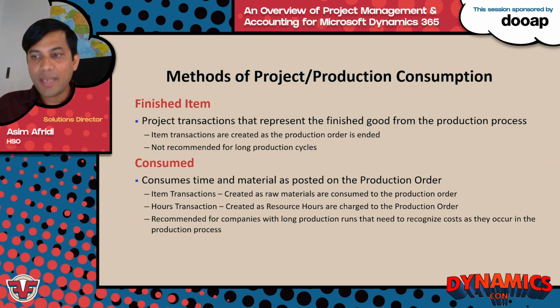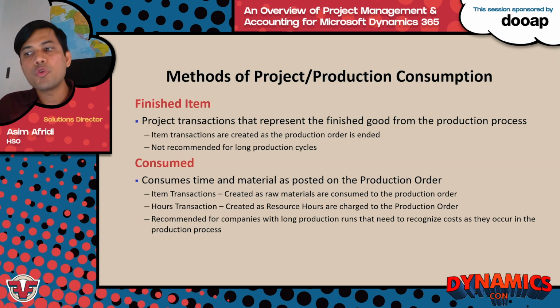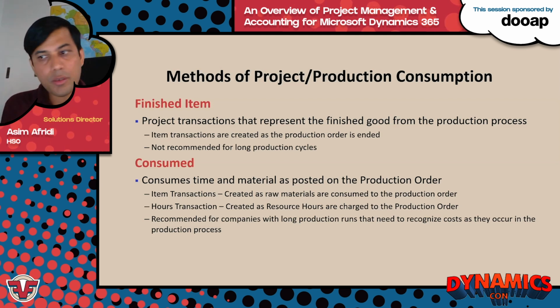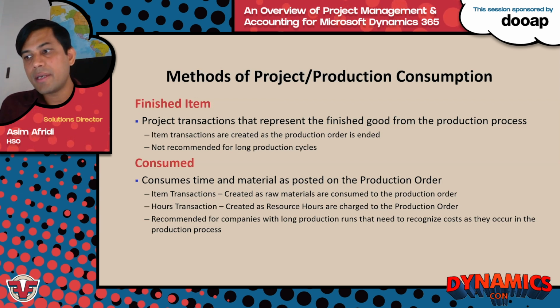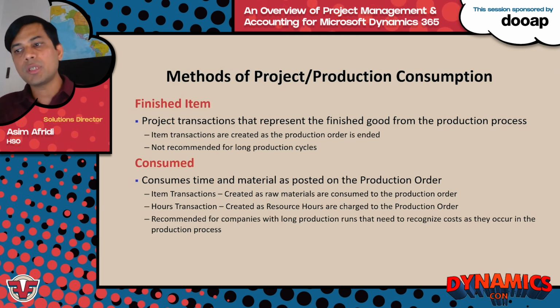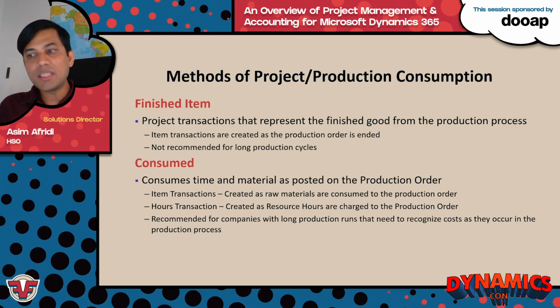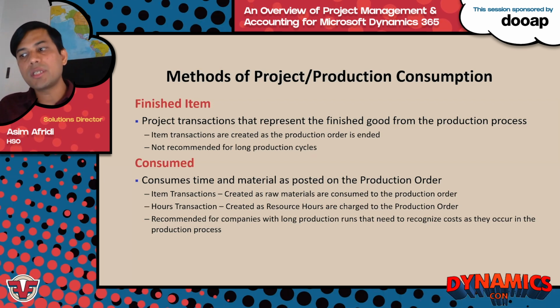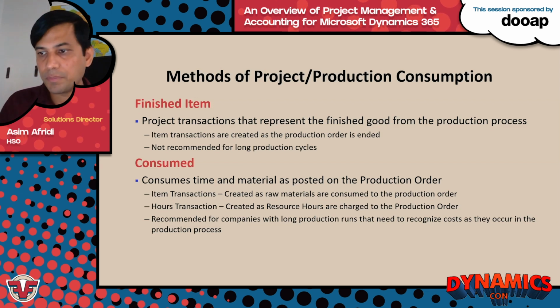So second one, which is the consume posting method, which basically here you consume material to your production order. So you will see that directly on the project, right? When you post the item picking journal, any item picking transactions are created as resource hours that are charged to the production order. So basically, if you post hours to the production order, you're going to see those hours, the hour cost directly on the project. And this one's recommended for companies with long production runs that need to recognize costs as they occur in the production cycle or in the production process.